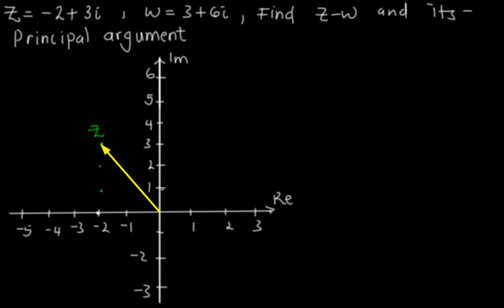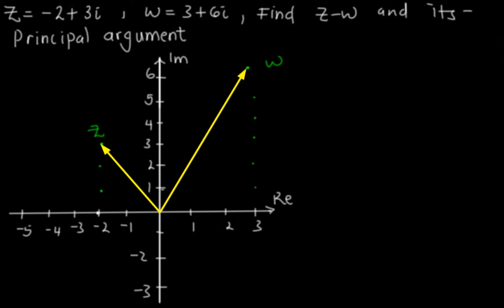Now when we consider W, we are going to move 3 steps in the positive real axis and then 6 steps upwards. So this is 1, 2, 3 steps, and then we move 1 step, the second, the third, the 4th, the 5th, and then the 6th. So this is our W. So we connect W to the origin using an arrow because this complex number W specifies its direction from the origin.